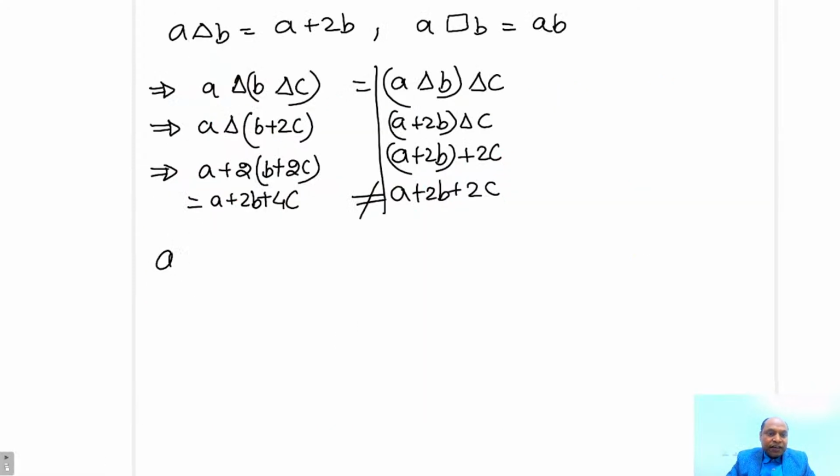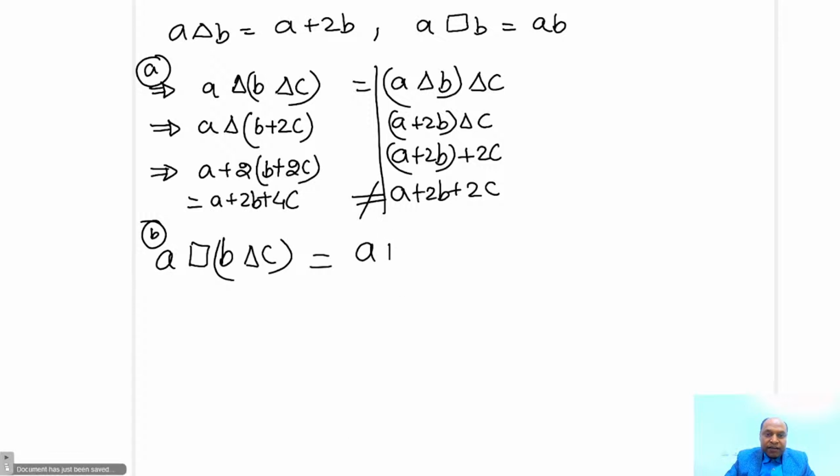That is A square bracket B triangular C. Okay, this is our option A. Now this is our option B. That must be equal to (A square B) triangular (A square C). Let's try to check whether it is correct or not.